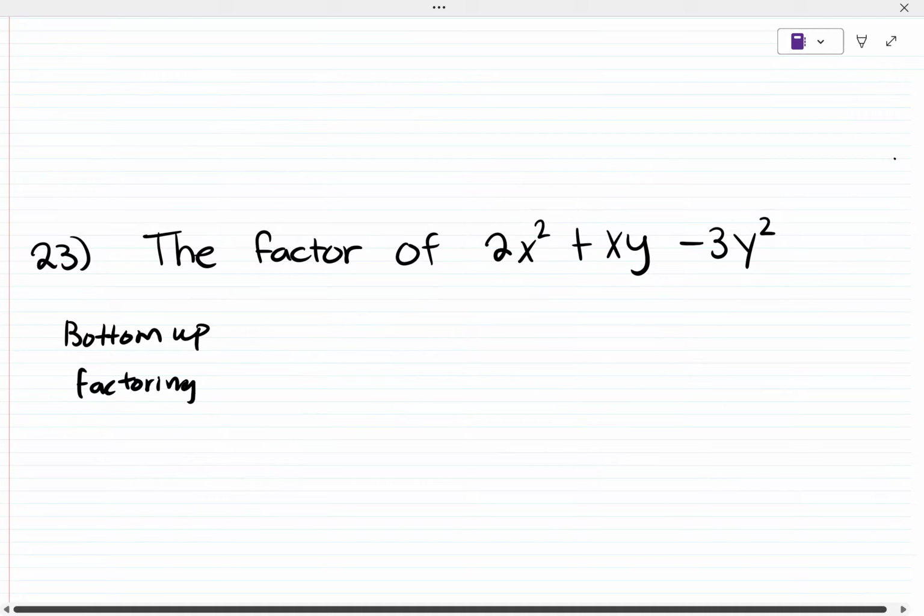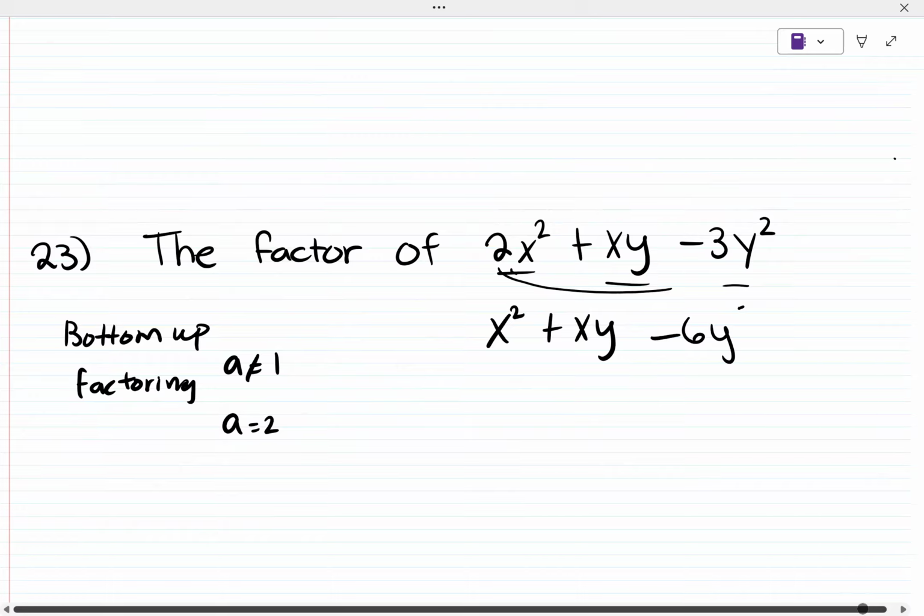Why do I do this? Because when the a value is no longer 1, as you can see, we have 3 terms. My a value is the coefficient in front of x squared, so my a value is 2. So how do we do bottoms up? First, rewrite this problem as if the 2 doesn't exist, so it's x squared plus xy. And then instead of the last term, negative 3y squared, you multiply 2 by negative 3, which is negative 6y squared. And then just factor using simple factoring.